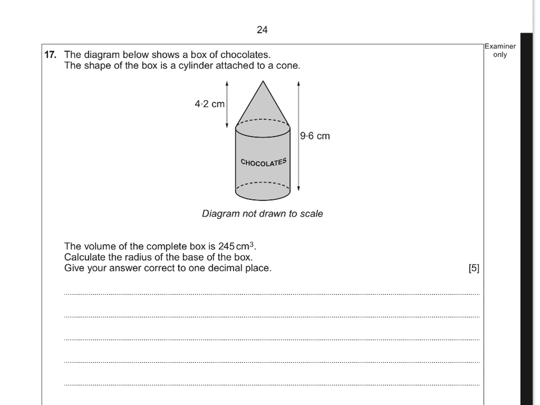Okay, I'm going to try and get some of these marks, not all of them, possibly one, maybe two if we're lucky. I know that this volume is given on the second sheet. This is the volume of a cone, which is 1/3 pi r squared h. So I'm going to read the question, and it tells me that the volume of the complete box is 245 centimeters cubed. To work that out, that would be the volume of the cone plus the volume of the cylinder would equal 245.